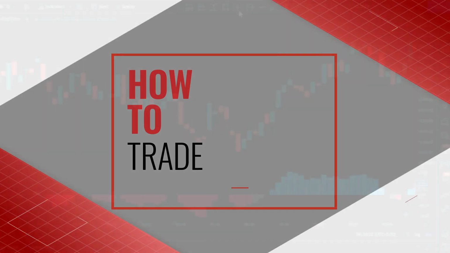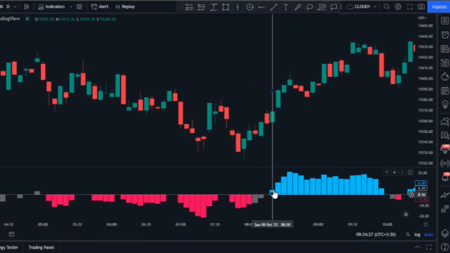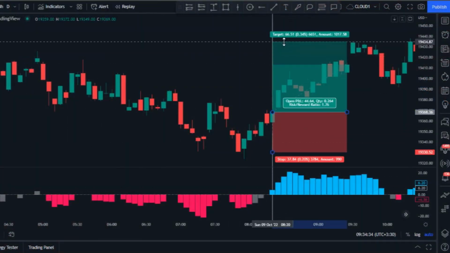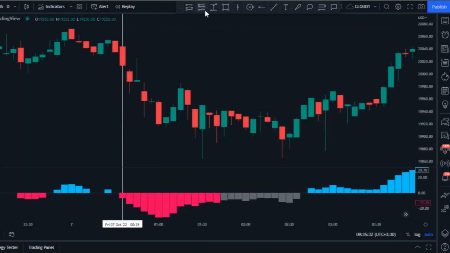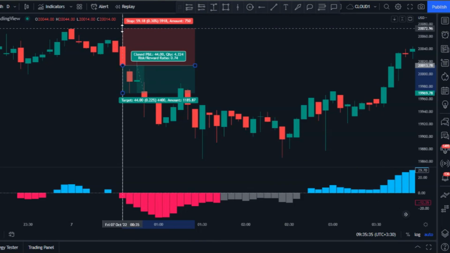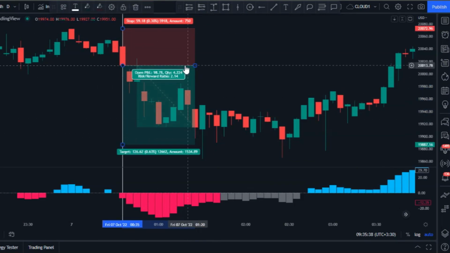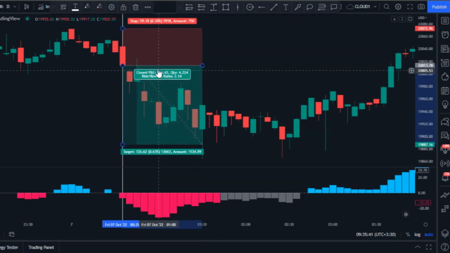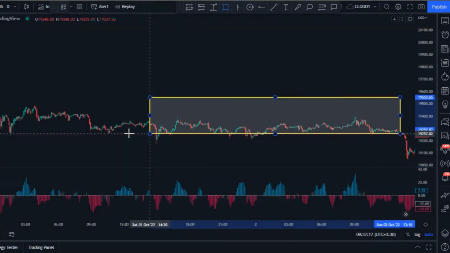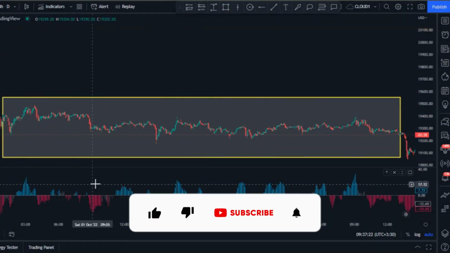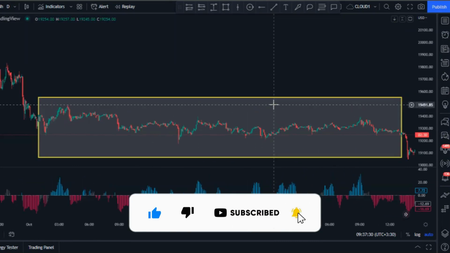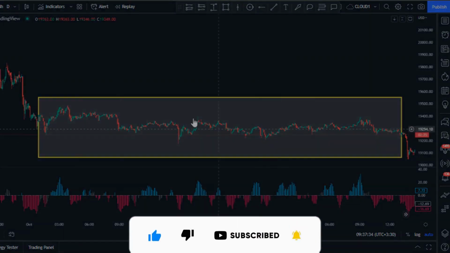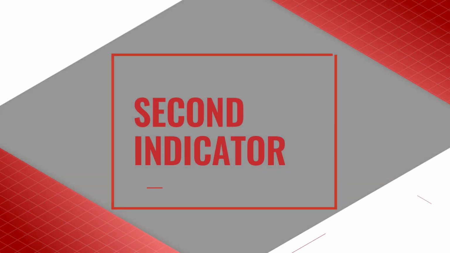If you want to trade with this indicator by its own, you can open a buy position when the first blue candle appears. And you can also open a short position when the first red candle appears on the chart. But just like most indicators, if you trade with this indicator by its own, you would have false signals in the range market. So to fix this problem, I'm gonna add the second indicator to the chart.